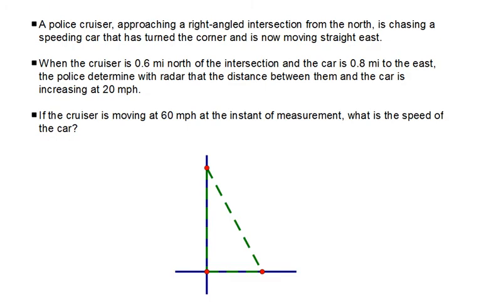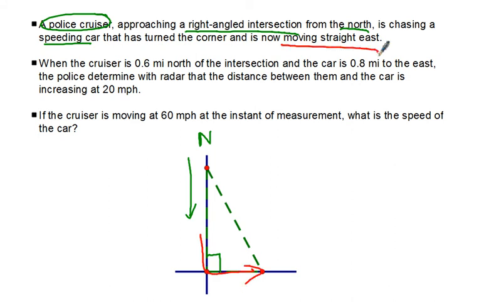All right, so to that end, this is a very text-heavy problem. I've just split it up into some bullet points here. So let's try to visualize what's happening. The police cruiser is approaching a right-angled intersection from the north. So we're coming from this direction towards the intersection. And we're chasing a speeding car that has already turned the corner and is headed east. So that car is moving in this direction.